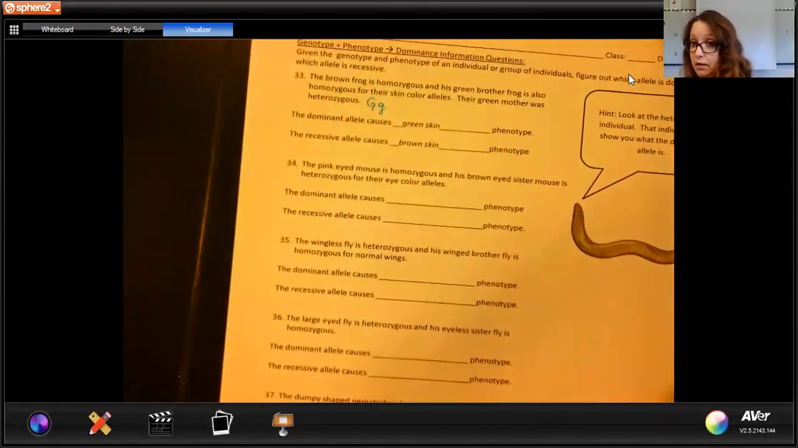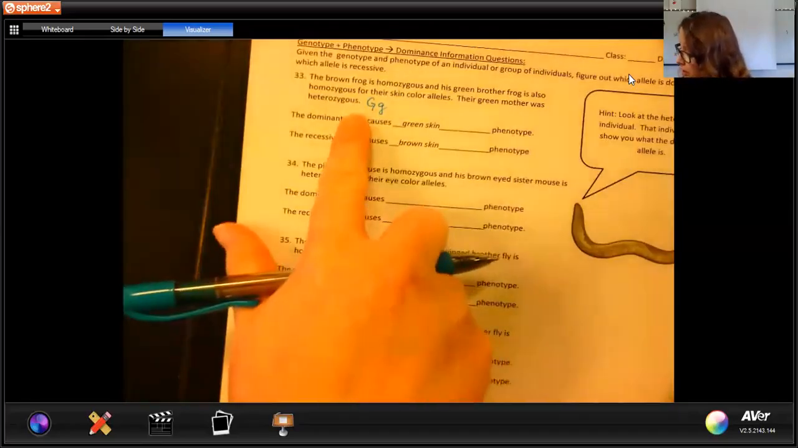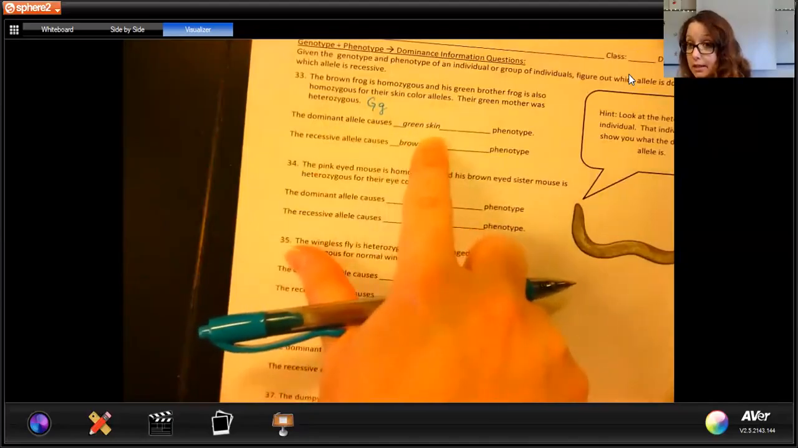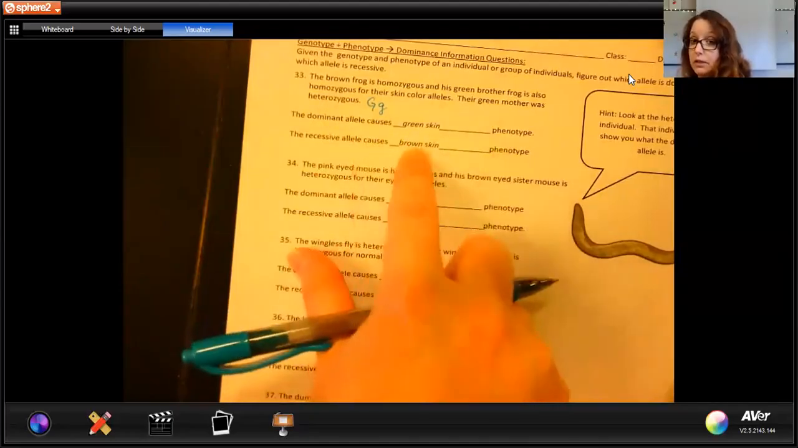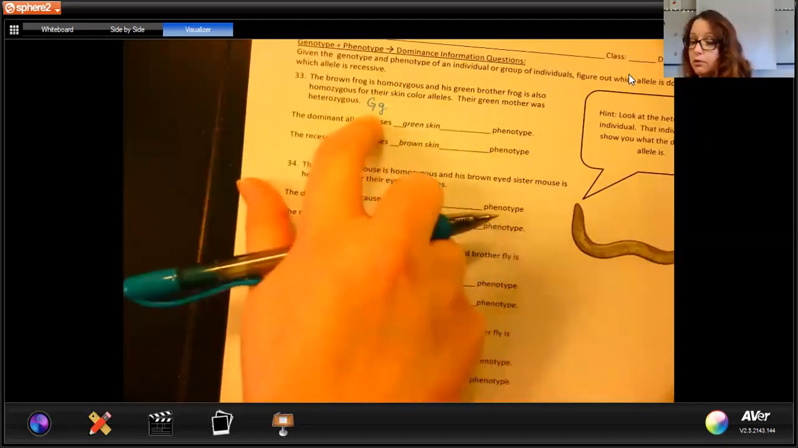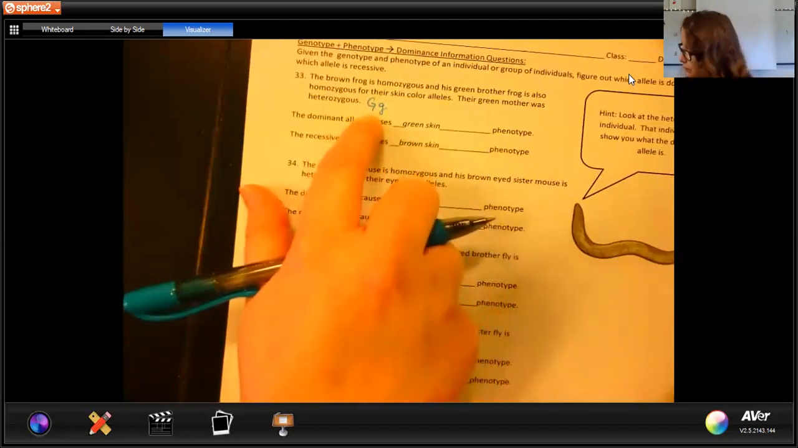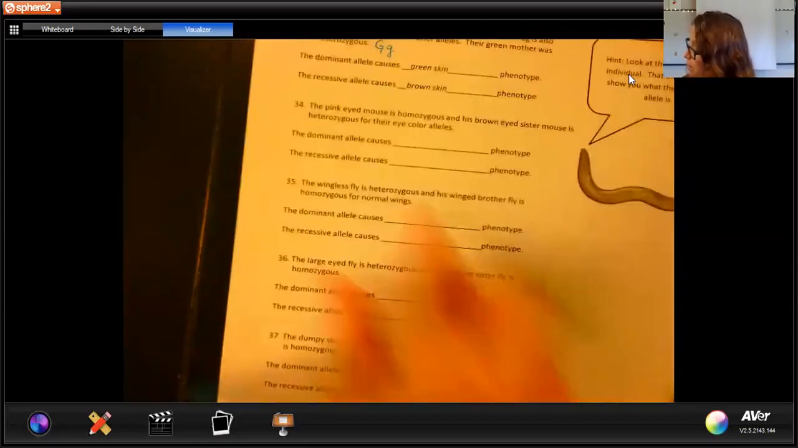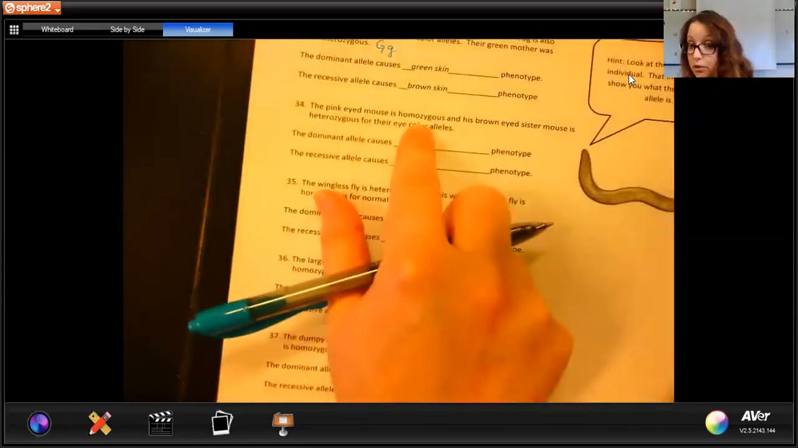Big G causes green skin. So the dominant allele causes green skin, and the recessive allele causes brown skin. We know this because mom was heterozygous, but she was presented as green. And so the brown frog here has to be the absence of green. So he's recessive.